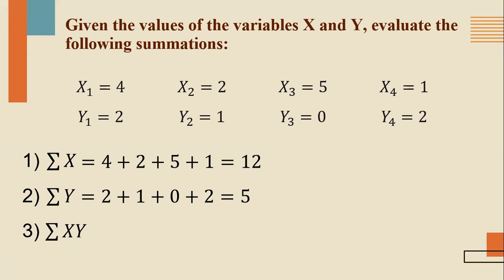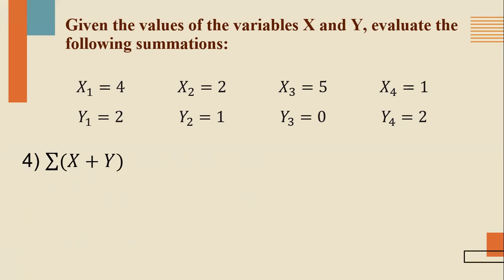Number 3, we will have the summation of xy. The summation of xy means we will multiply the summation of x and the summation of y. So the summation of x is 12 and the summation of y is 5, and 12 times 5 is equal to 60.